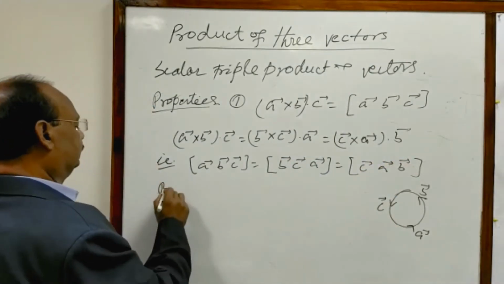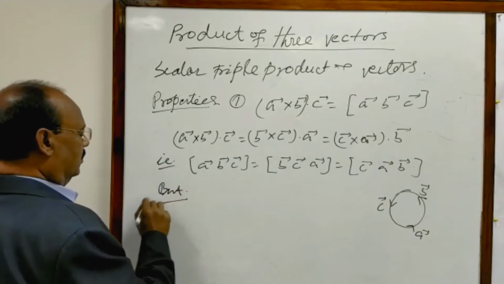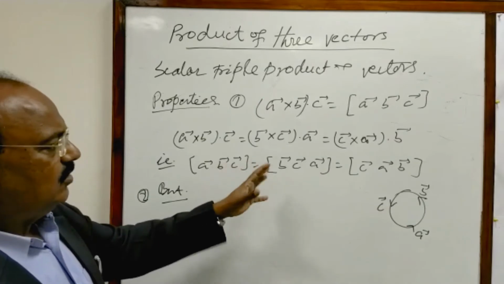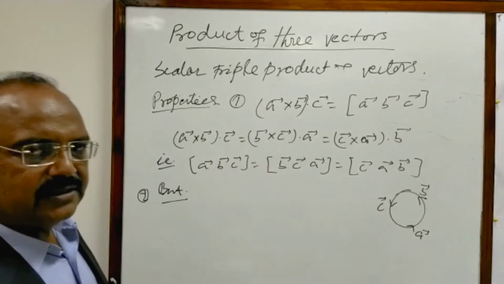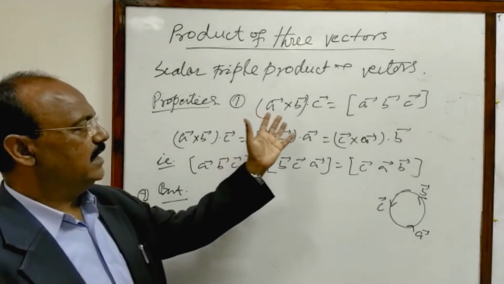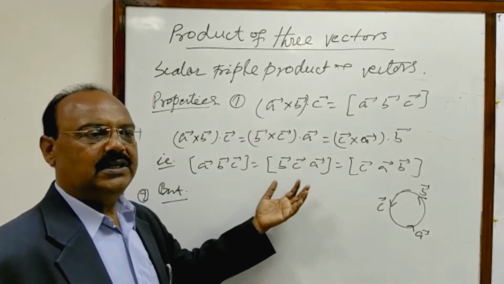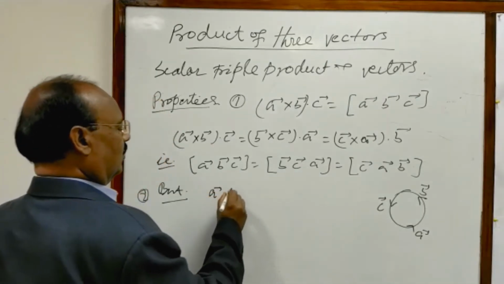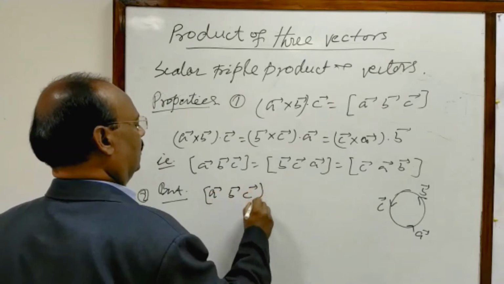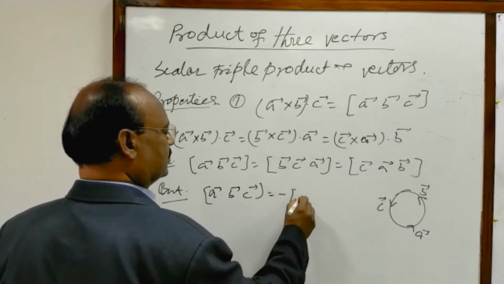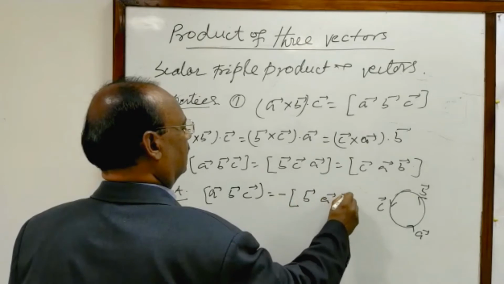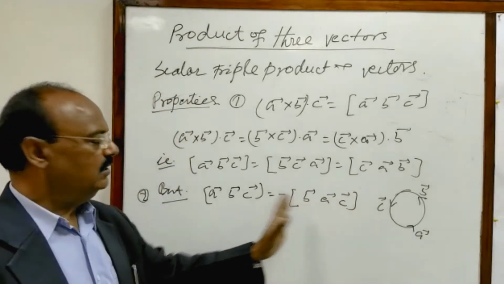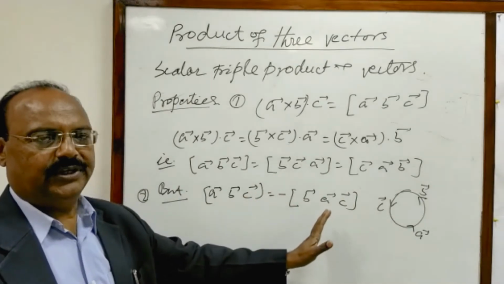But second property, when the cyclic order is changed, in that case the magnitude of the scalar triple product will remain the same, but the sign will be changed. I mean to say here that ABC is equal to minus BAC, since the cyclic order has been changed, but the magnitude will remain the same. That we have to note here.